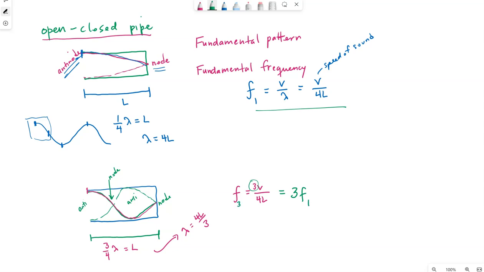This is considered the third harmonic or third mode, meaning our M number of 3. So we jump from a 1 to a 3. There's no 2, there's no M value of 2 that we would end up seeing.